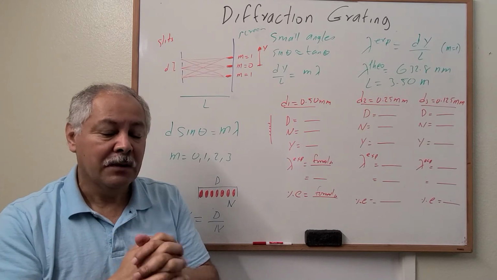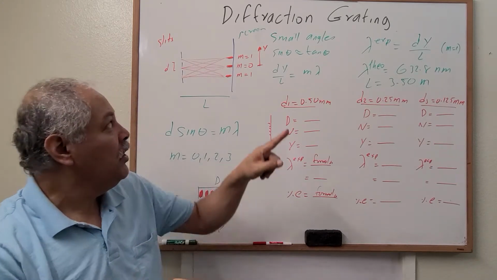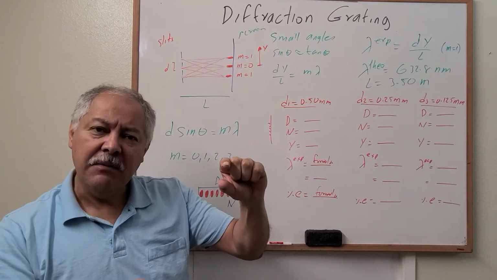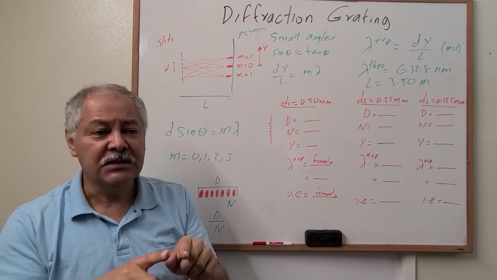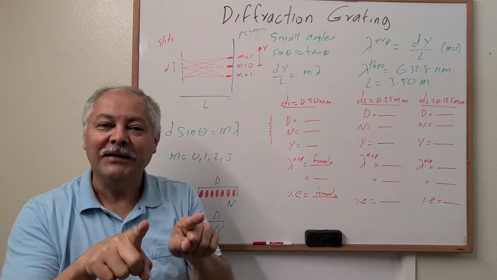We use this a lot in spectroscopy to separate the spectral lines of a sample, of some spectrum. And if we have spectral lines that are very close, we increase the number of slits in the same distance. So the function of the diffraction grating is to separate the spectral lines.